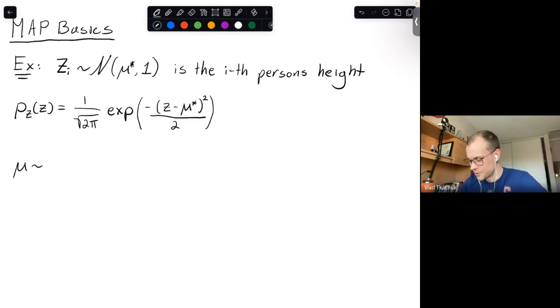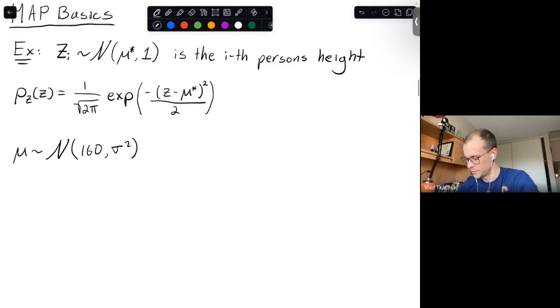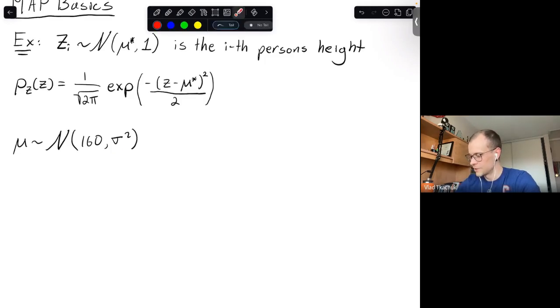So maybe one natural thing to assume is that the parameter is also normally distributed, and maybe the average height, you just take a guess, is going to be 160 centimeters for people. And the variance is just some value of sigma squared. I don't know, we're just going to leave this as something we're not going to really solve for, and we'll talk about the interpretation of what this thing is after. Okay. So this is basically your prior knowledge.